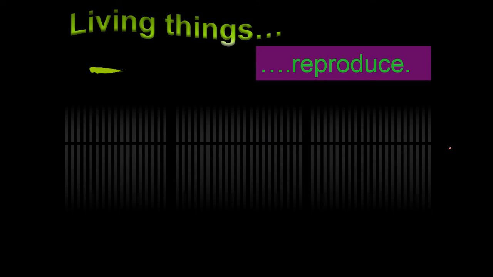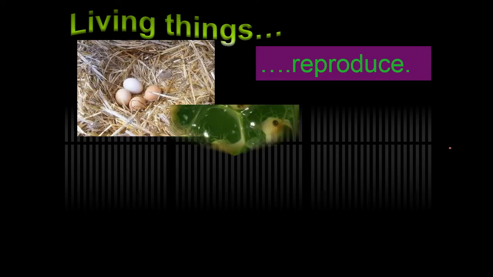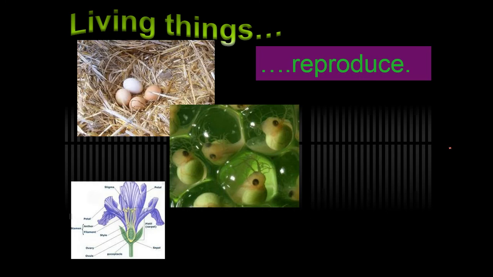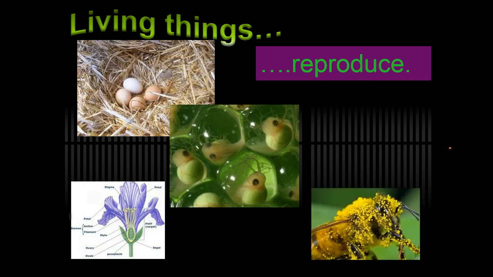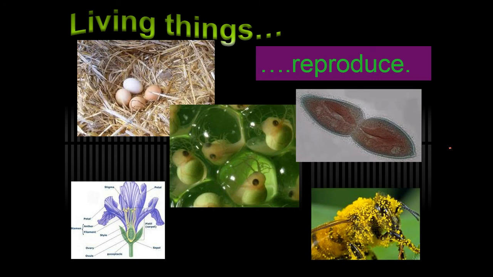Another characteristic of anything that's living is that it has the ability to reproduce. There are a variety of ways that something can reproduce, but if it cannot reproduce itself, it is not a living thing, even if it has some of the other characteristics of living things.